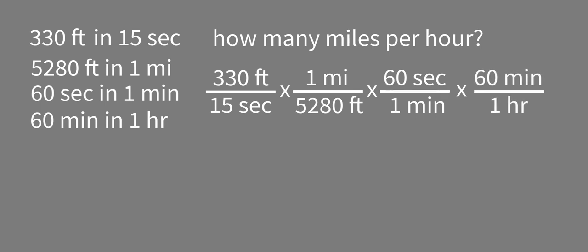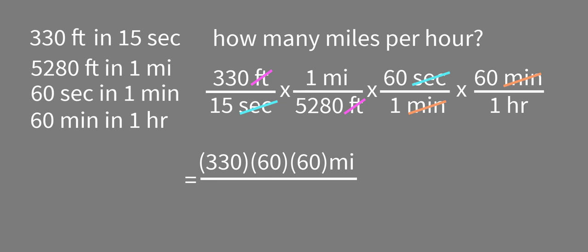Now we can go through and cancel our units to make sure that we end up with what we want, which again is miles per hour. So feet cancels here, seconds cancels here, and minutes cancels here, and we're left with miles on top and hours on the bottom. Now we multiply across the top, multiply across the bottom, so we have 330 times 1 times 60 times 60 divided by 15 times 5,280.